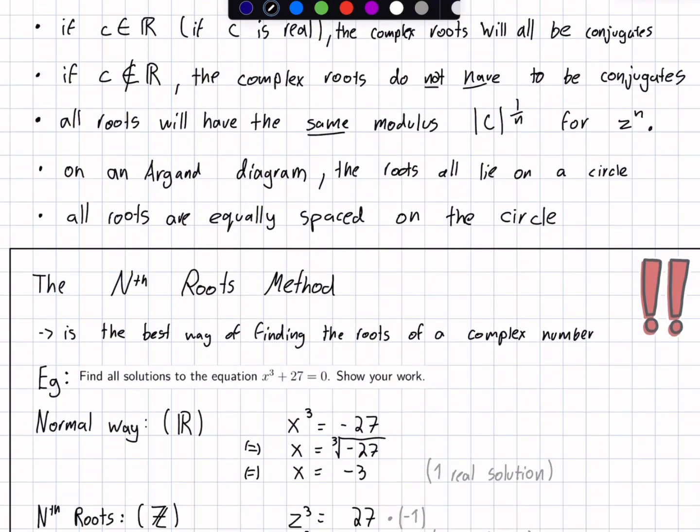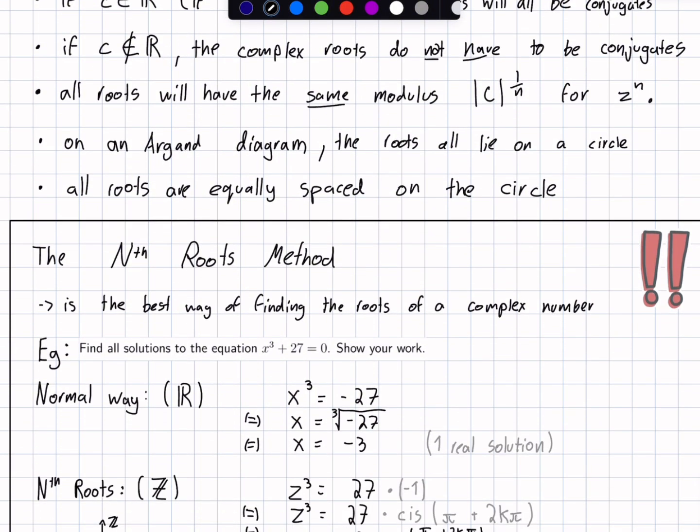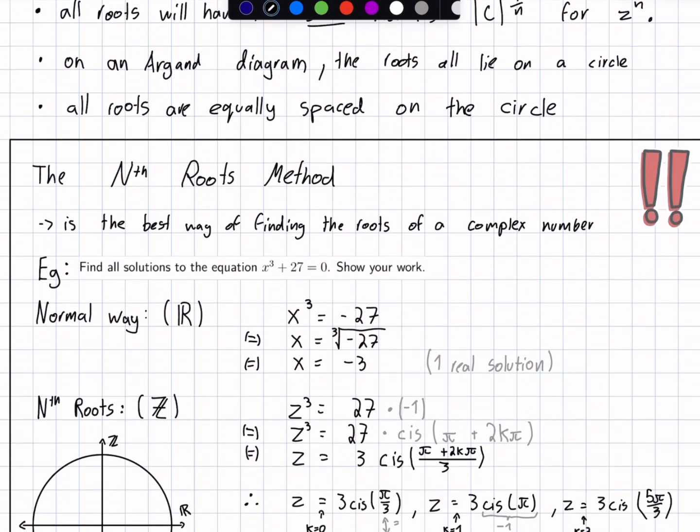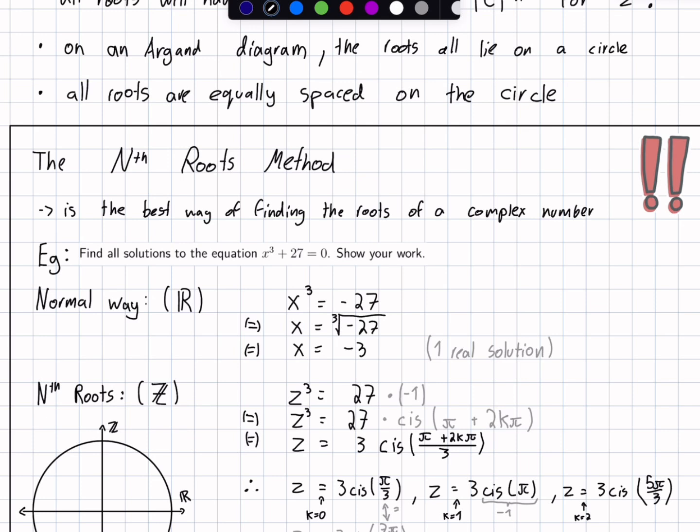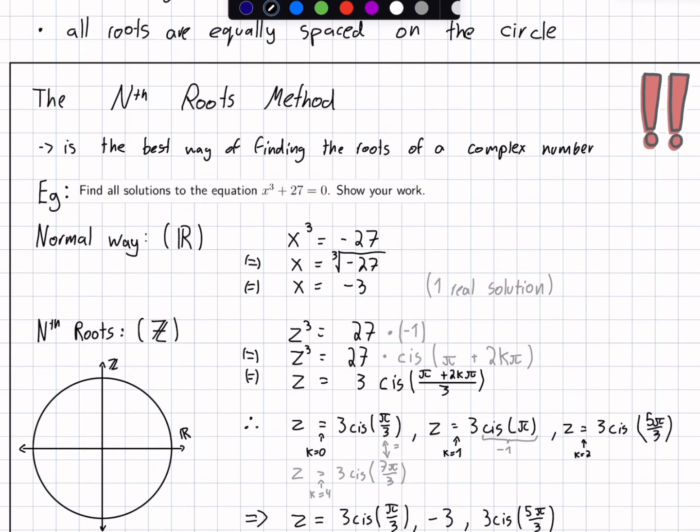This is known as the nth roots method, which is also the best way of finding the roots of a complex number. So, if you use your normal method, which you may have been doing before finding out about complex numbers, you could have taken a number such as x to the power of 3 is equal to negative 27, cube root it, and only found one solution of negative 3.